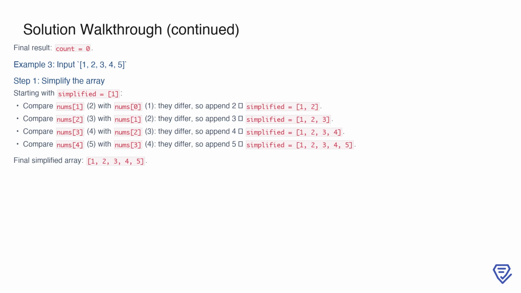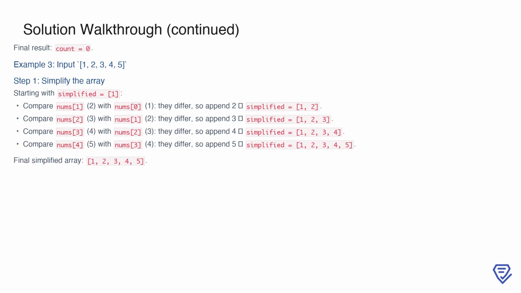In the third example, the input is 1, 2, 3, 4, 5. Simplifying this array starts with 1, and we compare each subsequent element with the last one in the simplified array. Since all elements are unique and in increasing order, each element is appended. Comparing 2 with 1, we append 2. Then, 3 differs from 2, so we append it, followed by 4 and 5. This results in the simplified array 1, 2, 3, 4, 5.